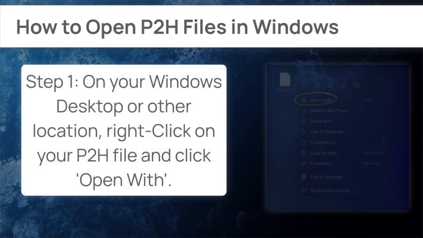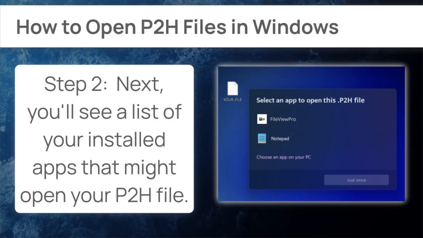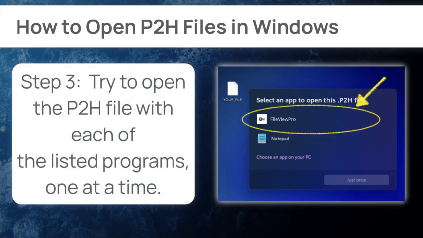We'll begin by checking potential openers. Right-click the P2H file and click Open With. If FileViewPro is present, use that first. If it's missing, select another program. A quick test will reveal the right app.